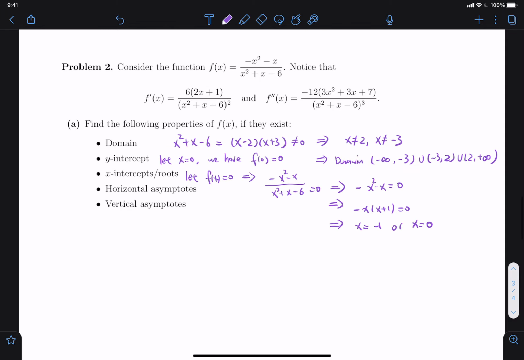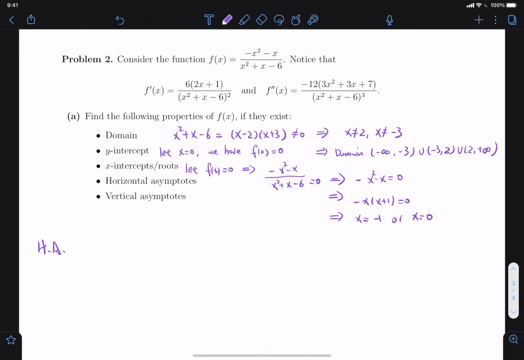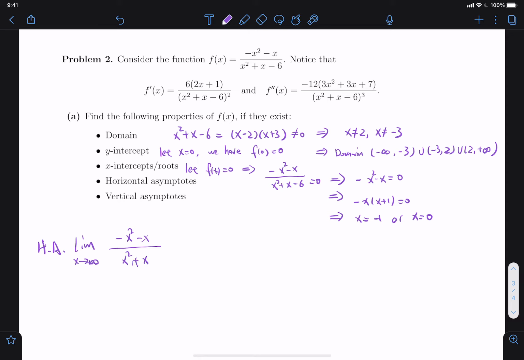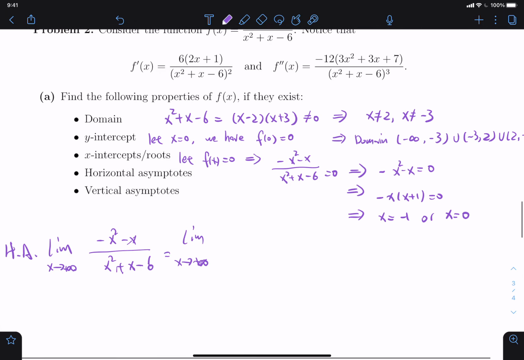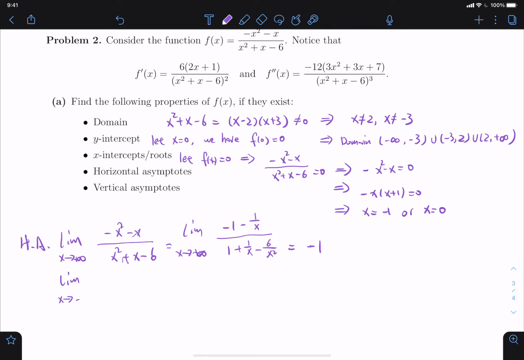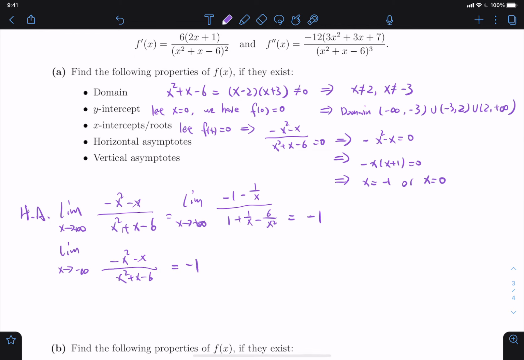And now we find the horizontal asymptotes. So we look at this limit as x goes to positive infinity of negative x squared minus x divided by x squared plus x minus 6, which is equal to, dividing the top and the bottom by x squared, negative 1 minus 1 over x, over 1 plus 1 over x minus 6 over x squared, right? And this becomes negative 1. And then we do the other one, negative infinity. And you will find that it's the same, also negative 1, right? From here we conclude that y equal to negative 1 is a HA, horizontal asymptote.